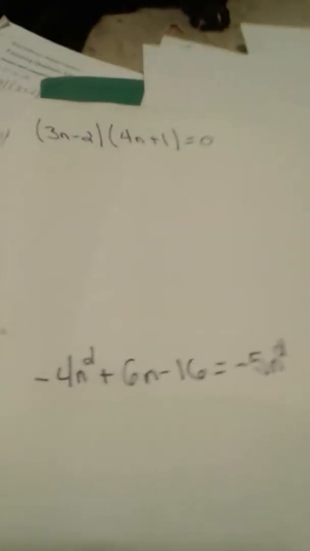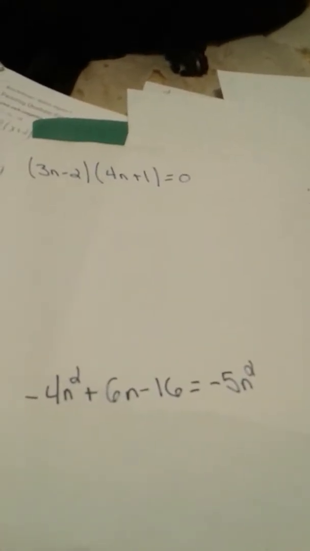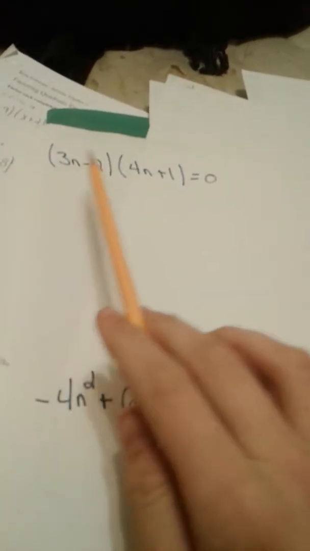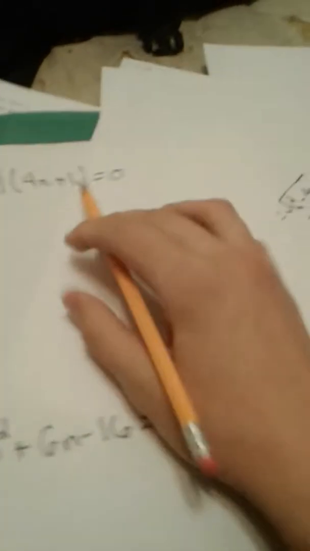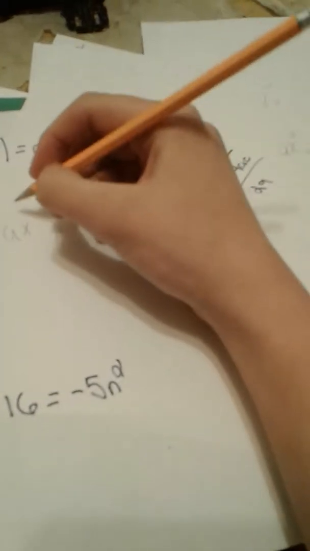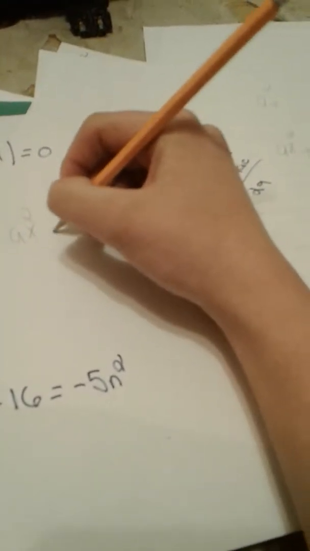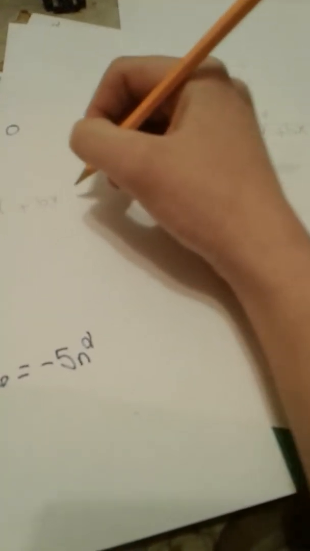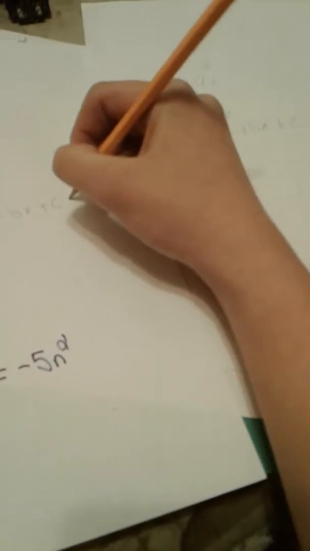Today's lesson, I am going to be showing you how to factor quadratic equations, okay? Basically, what a quadratic equation is, as you can see, we have two quadratic equations on the paper. We have (3n minus 2)(4n plus 1) equals 0, which we all know that the quadratic equation is ax squared plus bx plus c equals 0. Okay?